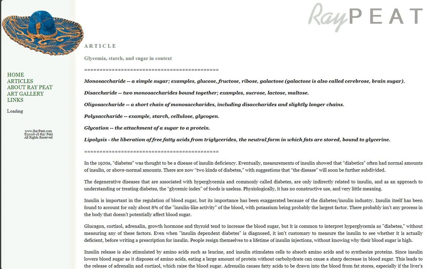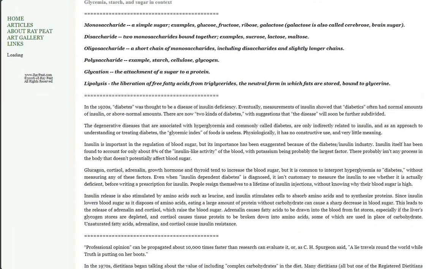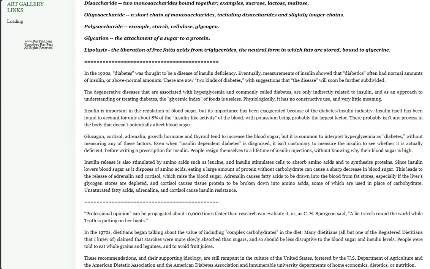Then we have oligosaccharide, and this is a short chain of monosaccharides, including disaccharides and slightly longer chains. Then we have polysaccharide, of which an example is starch, cellulose, or glycogen. Then we have glycation. This is the attachment of a sugar to a protein. And then we have lipolysis, the liberation of free fatty acids from triglycerides, the neutral form in which fats are stored, bound to glycerin.